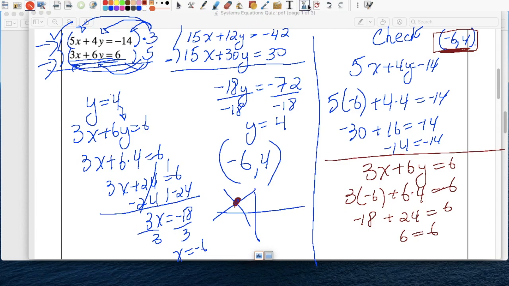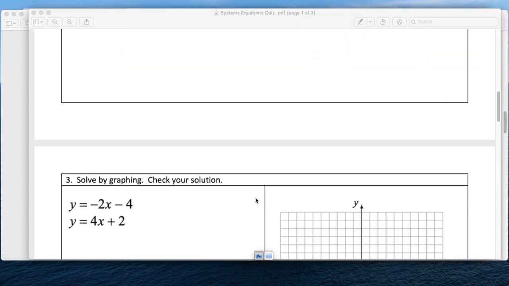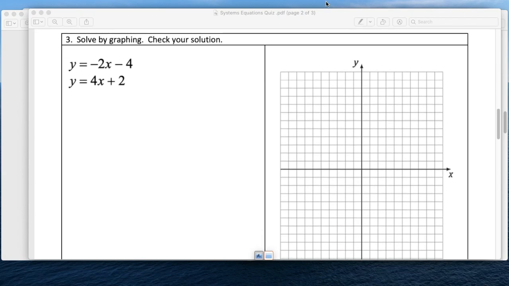That's it. I mean, I don't know what else. Then the other one is by graphing, right? So here we have an equation.